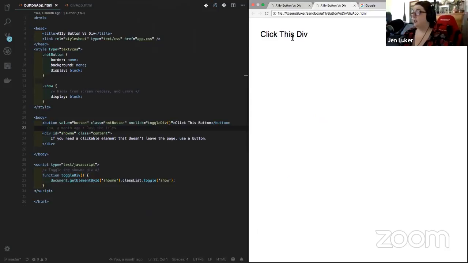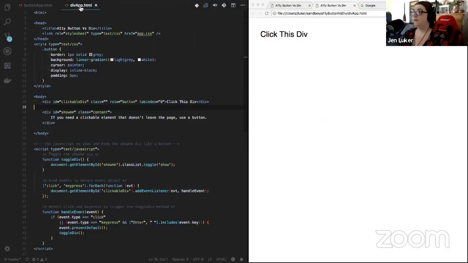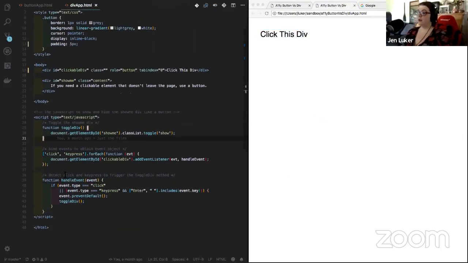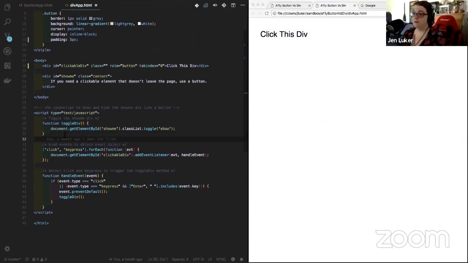So now let's look at this div. This div is right here. You can click on it. I've added some things. So we have the role of button. We've forced it to have a tab index of 0. There's our content. So when you click on it, you can still see that content. But if you notice, there's a lot more JavaScript down here as well.